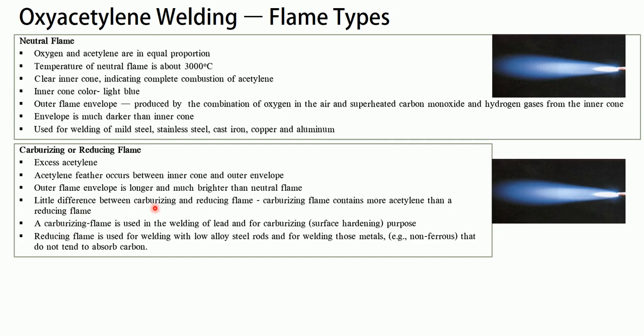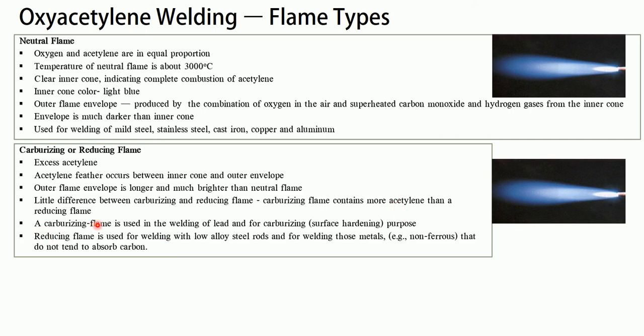There is a little difference between carburizing and reducing flame: the carburizing flame contains more acetylene than the reducing flame. So there is a little difference between the carburizing and reducing flames. In case of carburizing, a large amount of acetylene is provided. In case of the reducing flame, the amount of acetylene is lower than that for the formation of the carburizing flame.